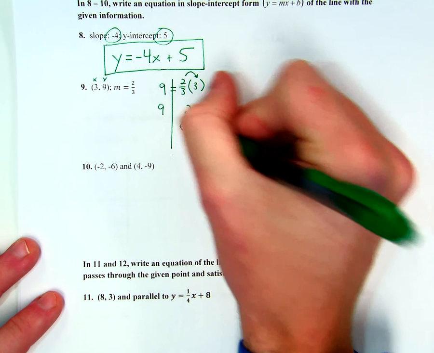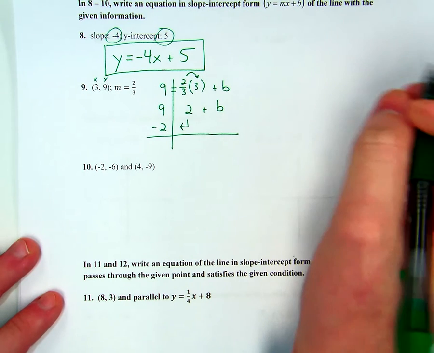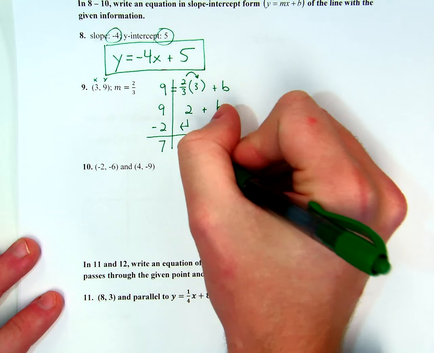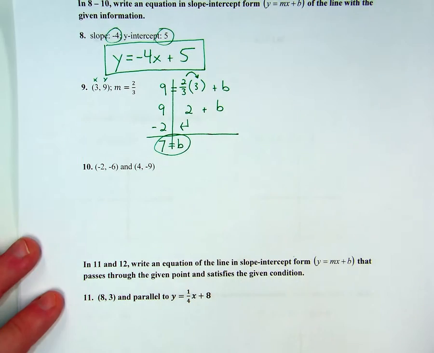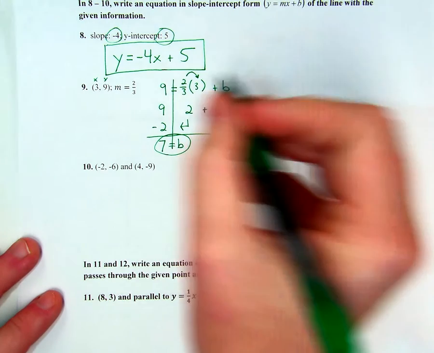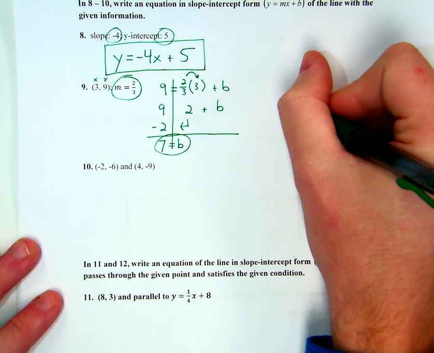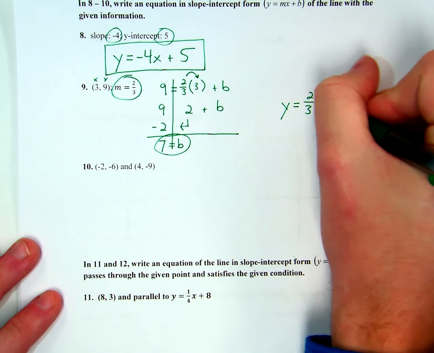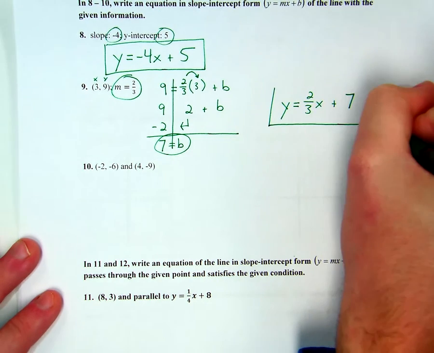We want to get b by itself, so we have to move this 2 to the other side. And when a positive 2 crosses an equal sign, it becomes a -2. 9 minus 2 is 7. All that we have left on the right side is b. So we find that 7 equals b. Now that we have a slope and intercept, we can write an equation of this line. Y equals mx, or in this case 2/3 x plus b, which is 7.